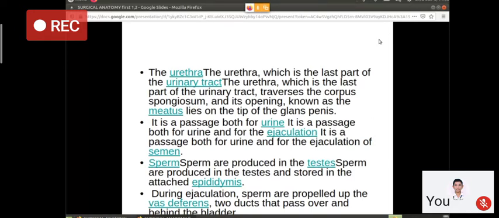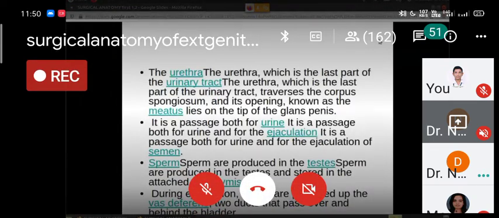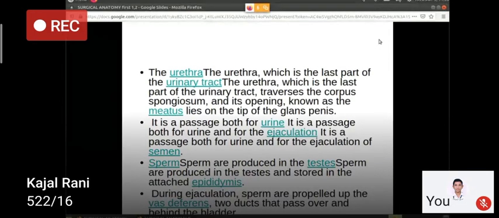The urethra, which is the last part of the urinary tract, traverses the corpus spongiosum, and its opening, known as the meatus, lies on the tip of the glans penis. It is a passage both for urine and for ejaculation, or semen.